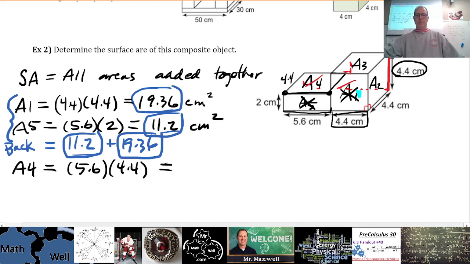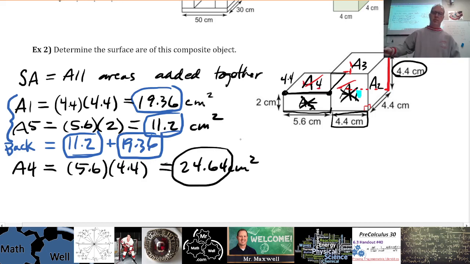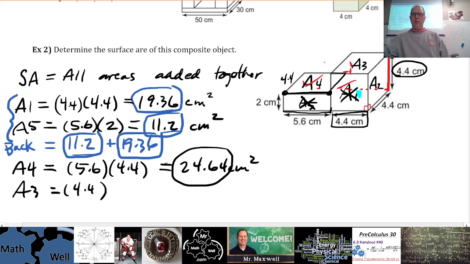What is 5.6 times 4.4? Anybody got that? Say again? 24.64. Thank you. Centimeters squared. All right, so we'll add up this one as well. So keep track of that. Okay, A3 is going to be 4.4. That's this side here, and 4.4 again. Lots of 4.4s. I like that. And we've done that equation already. That's 19.36.